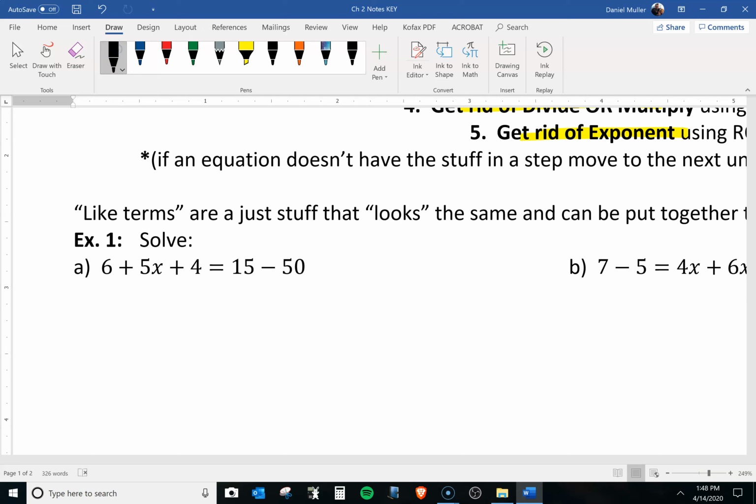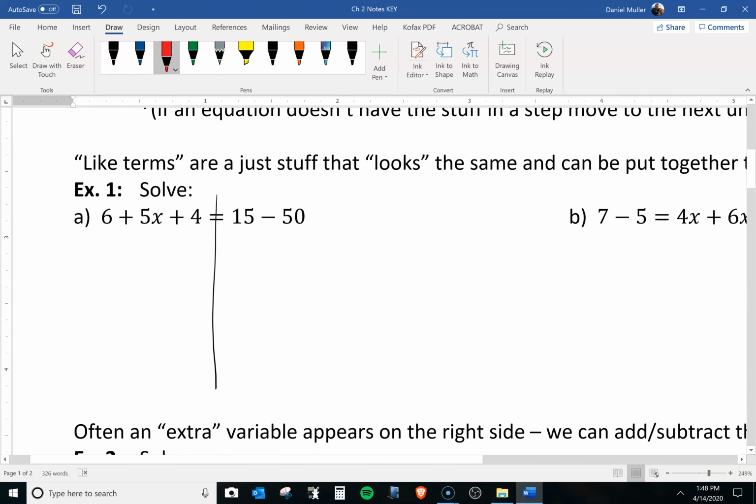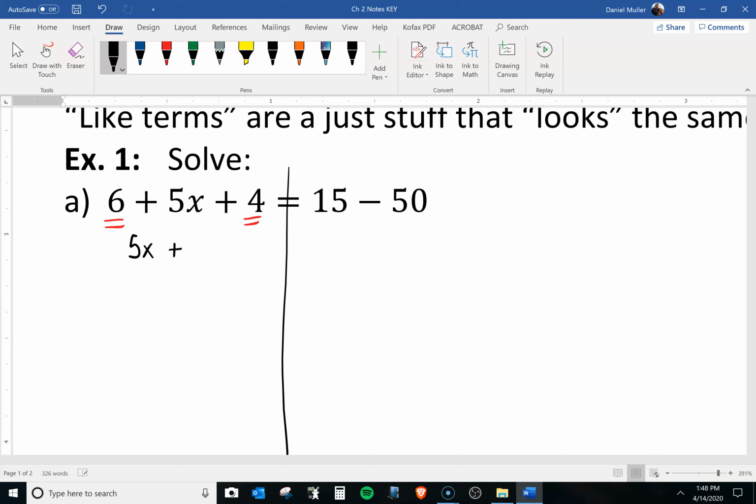Some of you guys can do this: I'm going to put a line here for my equal sign so I can just separate the left side and the right side. On the left, we've got a 6 and we've got a 4. Both of those don't have an x, so I'm going to put those together. I've got a 5x, but I also now have a 10. Actually, what I'll do is I'll do this in green. Green will be my like terms. So the 6 and the 4 will then become my 10.